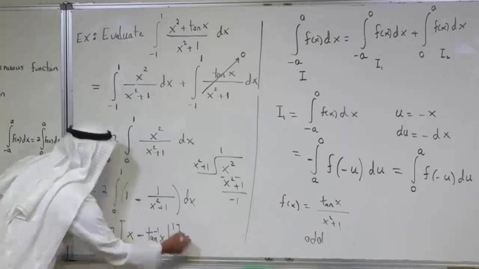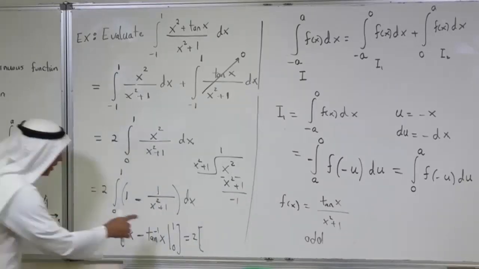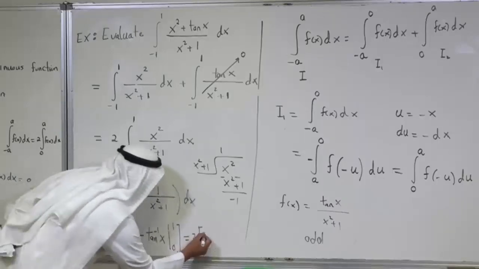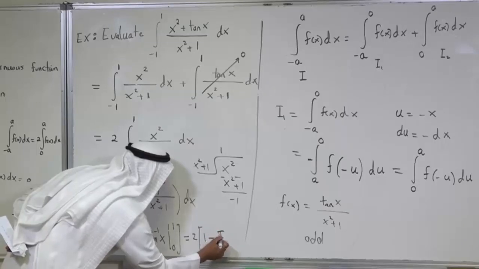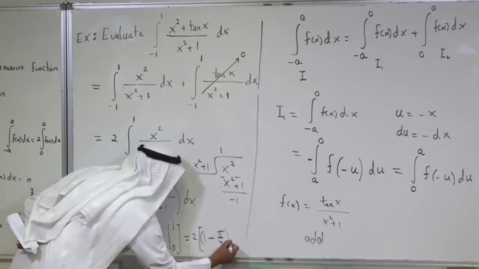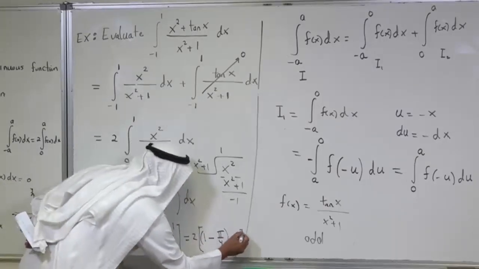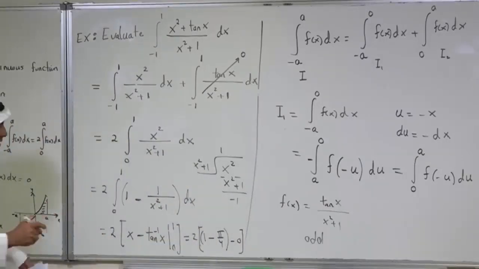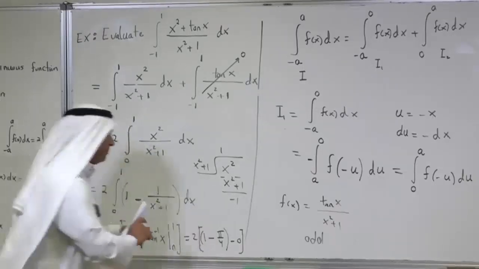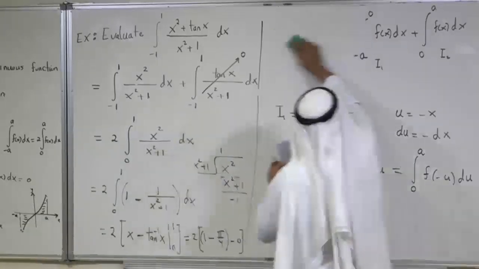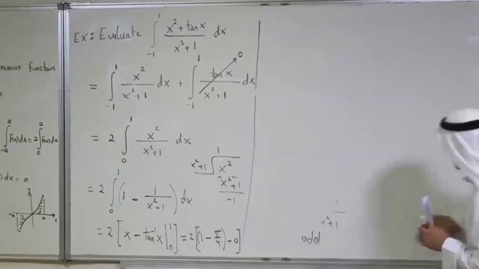And that is equal to 2 times, okay, if you substitute 1, this will be 1 minus tangent inverse of 1, that is pi over 4. That is the first one. Minus at 0, this is 0 and this is 0, so this is equal to 0. So what is the final answer? The final answer will be 2 times (1 minus pi over 4). Okay, let me write the final answer like this. The final answer of the exercise is that.